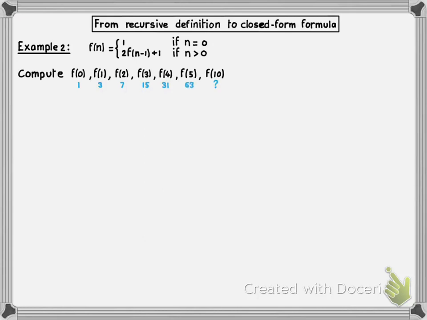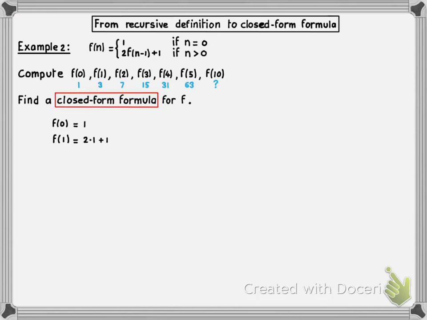Now we could keep going on like this all the way up to f of 10. But instead, we want to apply the iterative method to convert this recursive definition into a closed form formula for f. Now remember, the first step is to compute a few values of f starting at the base case. So f of 0 by definition is 1. F of 1 is 2 times 1 plus 1, which is 2 plus 1.